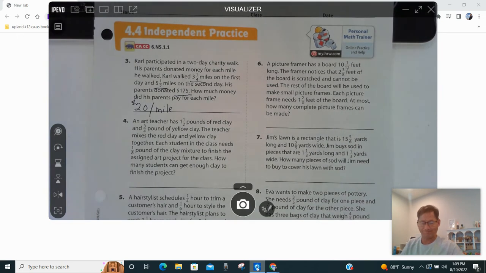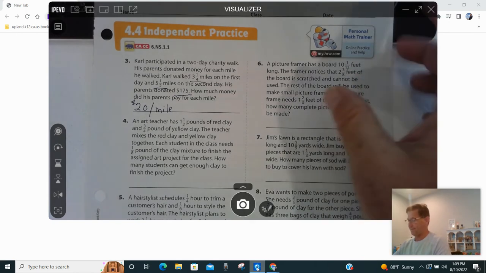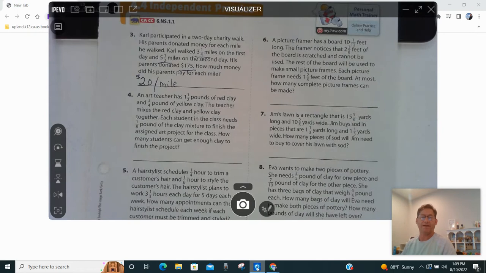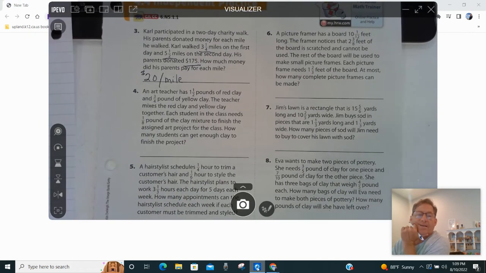Number 4. An art teacher has 1.5 pounds of red clay, 3/4 pound of yellow clay. The teacher mixes the red and yellow clay together, and each student in the class needs 1/8 pound of the clay to finish the assigned art project. How many students can get enough clay to finish the project?